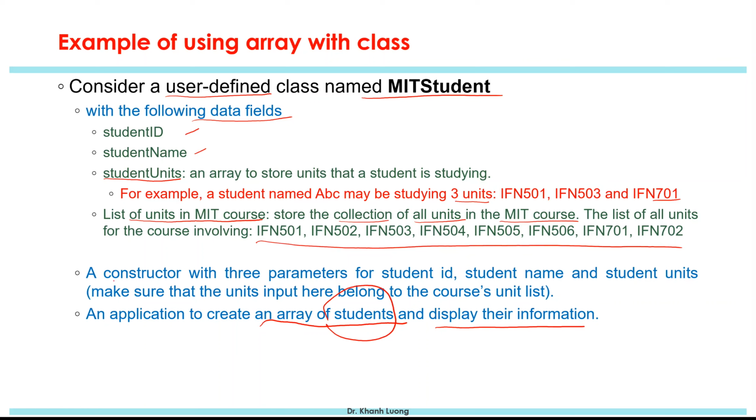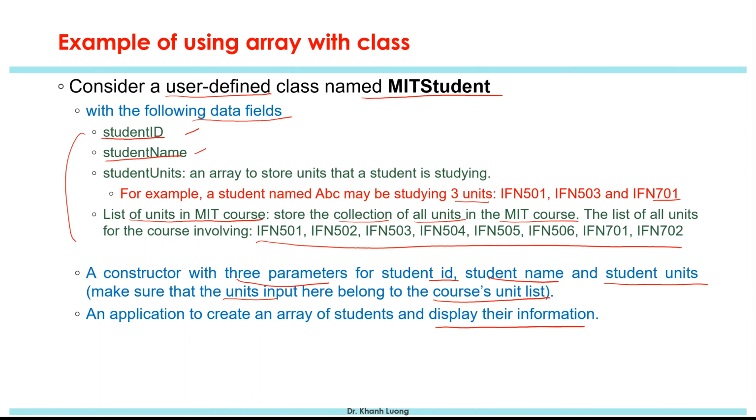Then this class also contains a constructor with 3 parameters for student ID, student name, and student units. And make sure that the unit input in here belongs to the course units list. That's all we need to do for the example. Now let's analyze what we have inside the class.